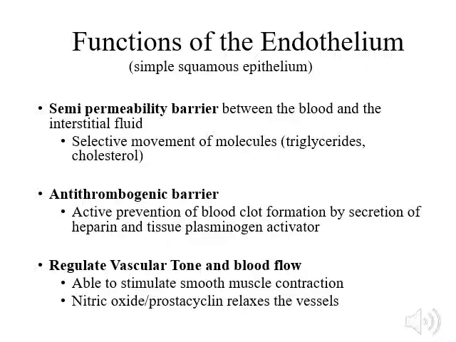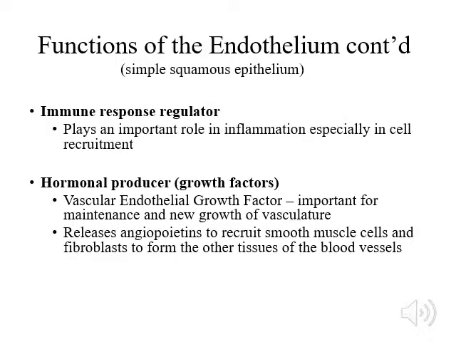They also play a role in vascular tone and blood flow. They're able to stimulate smooth muscle contraction and thus increase blood pressure. But they're also able to stimulate relaxation of the muscle and relaxation of the vessel via secretion of nitric oxide and prostacyclin. Endothelial cells play a critical role in an immune response during inflammation. They are the major player in recruitment of neutrophils to a site of insult.